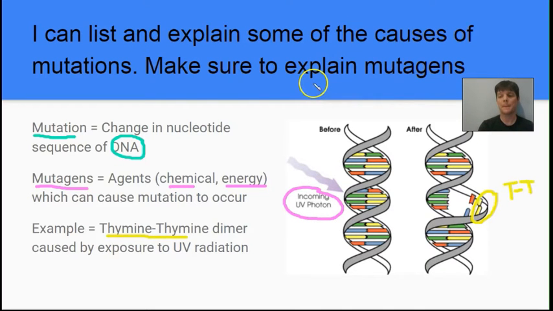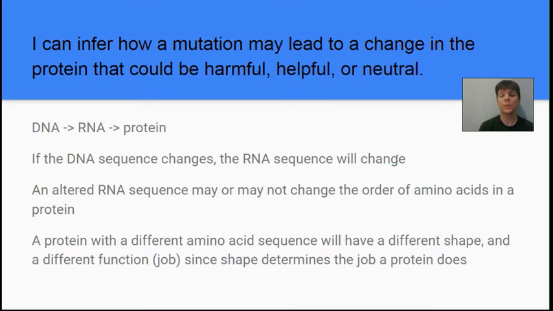Our next learning target is to infer how a mutation may lead to a change in a protein that could be harmful, helpful, or neutral. So DNA molecules are used to produce RNA molecules. This is the process of transcription. The RNA molecule, the messenger RNA, is read by a ribosome to build a protein. This is the process of translation. So if we have a DNA sequence that changes, the RNA sequence, which is produced by transcription, is also going to change.